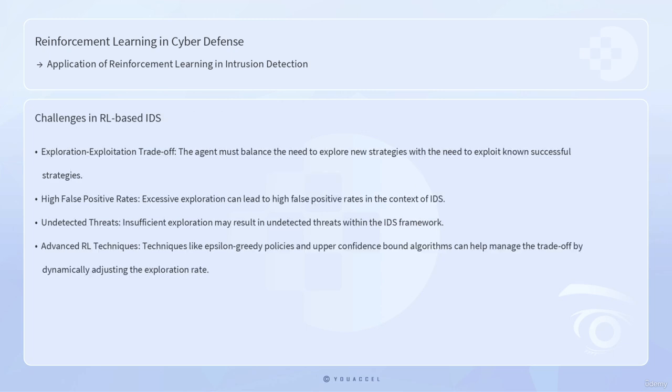Despite the promising potential of RL-based IDS, there are challenges that need to be addressed to realize their full benefits. One of the primary challenges is the exploration-exploitation trade-off, where the agent must balance the need to explore new strategies with the need to exploit known successful strategies. In the context of IDS, excessive exploration can lead to high false positive rates, while insufficient exploration may result in undetected threats. Advanced RL techniques, such as epsilon greedy policies and upper confidence-bound algorithms, can help manage this trade-off by dynamically adjusting the exploration rate based on the agent's performance.